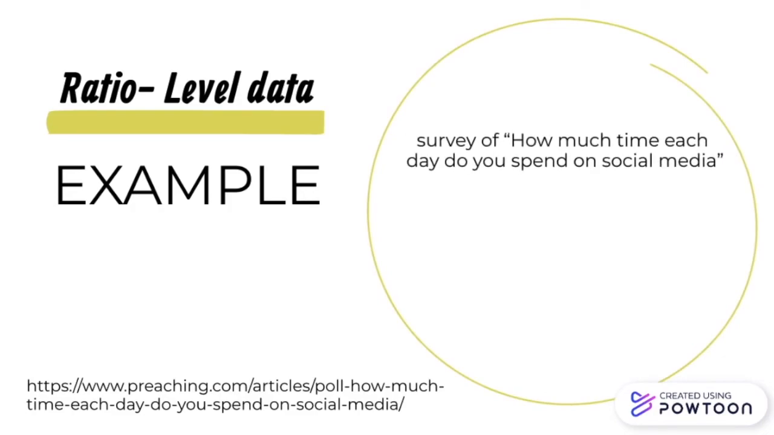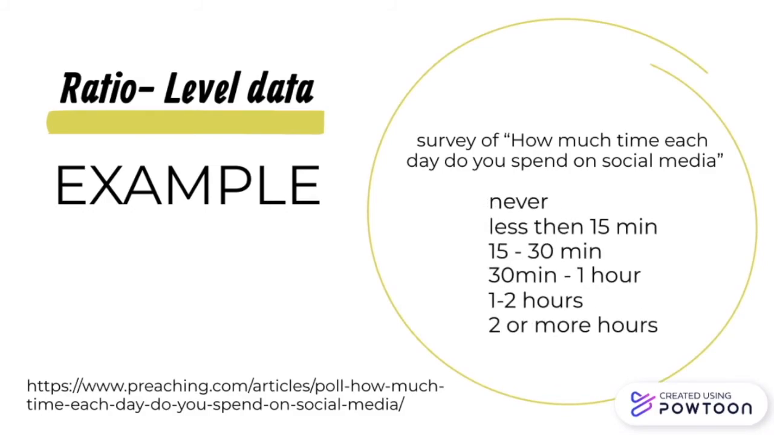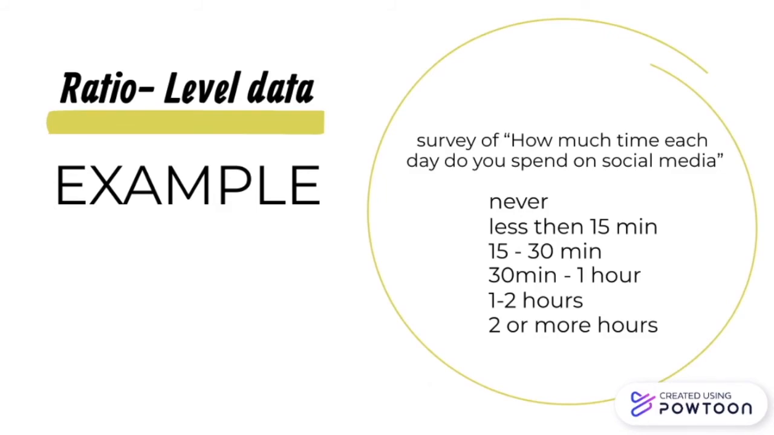Let's show a survey of how much time each day you spend on social media, and the possible answers are never, less than 15 minutes, 15 to 30 minutes, 30 minutes to 1 hour, 1 to 2 hours, and 2 or more hours. Note that in this example, the distance between intervals is always equal and there is a true zero, which is the possible answer of never, because you cannot spend minus 2 hours a day on social media.